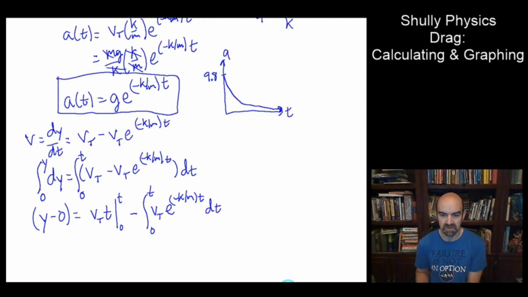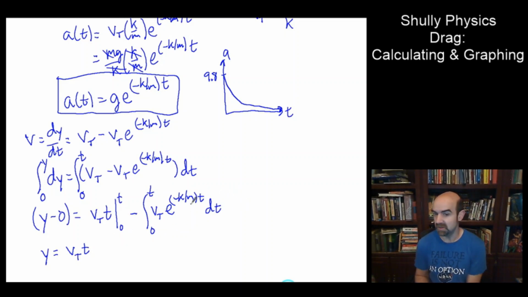Because I want to just focus on this one. Over here we're going to have y equals terminal velocity times t minus 0, which is just terminal velocity times t. So those are important to have in there. We'll come back to that. And what about this creature here?